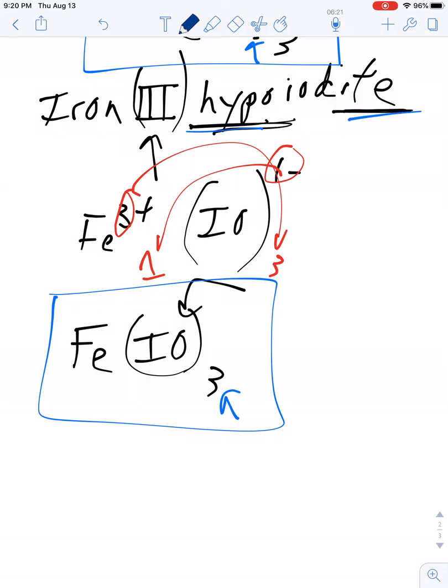Right? So that's the basics on polyatomics. In the next video we'll go through the exceptions.